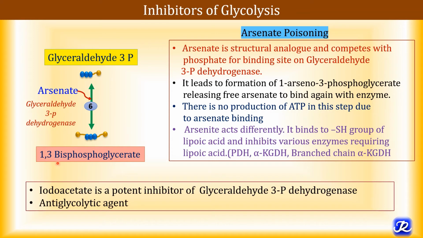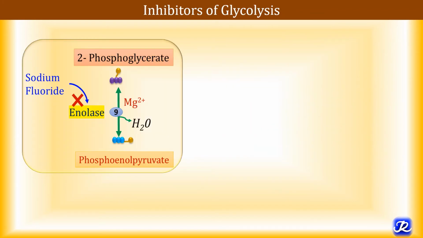The other inhibitor is iodoacetate. Iodoacetate is also a potent inhibitor of glyceraldehyde 3-phosphate dehydrogenase, and it is an anti-glycolytic agent. Sodium fluoride is also another inhibitor of glycolysis. This sodium fluoride inhibits enolase.